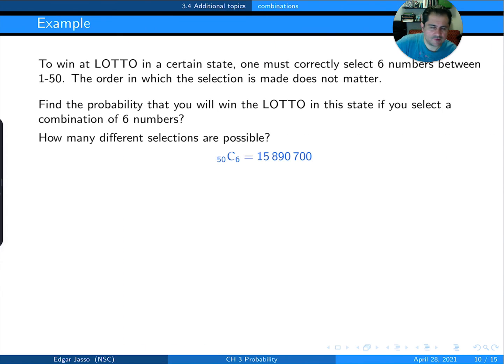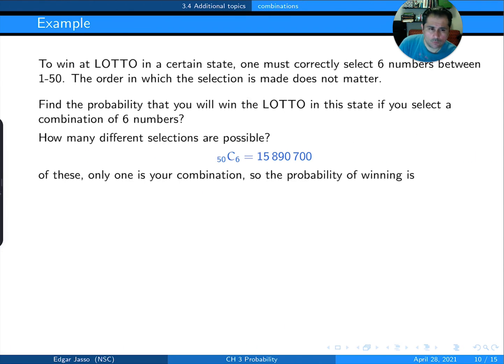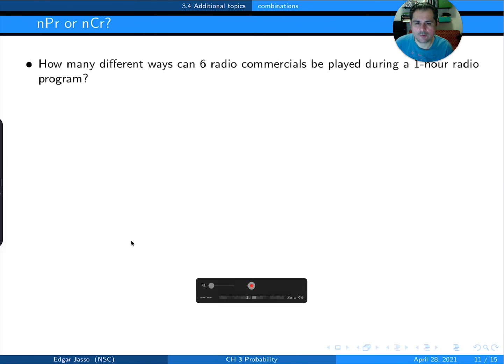I just did it. 50C6 is 15,890,000. You only have one combination, one of those. So 1 divided by that is the probability, and it's 6.2 times 10 to the negative 8. So it's very small. I'm not saying that it's impossible to win the lottery. If you know that your chances are very small, it might be fun to play the lottery. But you have to know that this is probably how you will win. Some people have to win eventually, and some people get lucky. Okay, I'll stop this one right there.